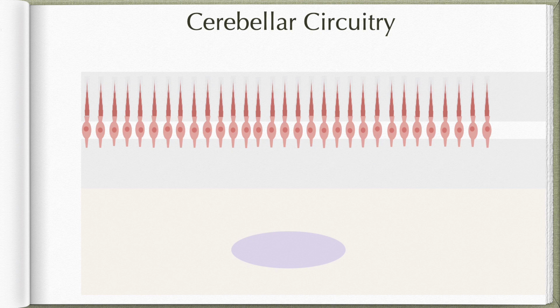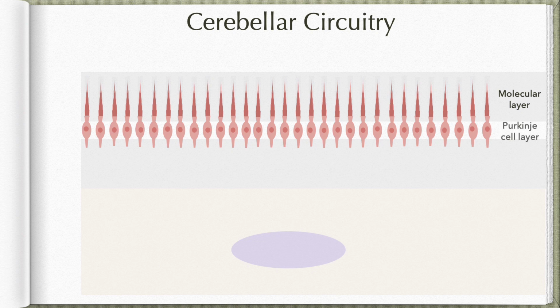Let us now study the cerebellar circuitry. What we have here are the layers of grey and white matter. So the outermost layer in the grey matter, or the cortex of the cerebellum, is the molecular layer, where we are finding the dendrites of the Purkinje cells.